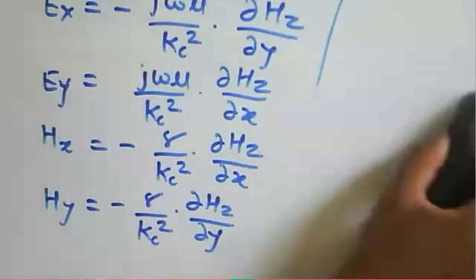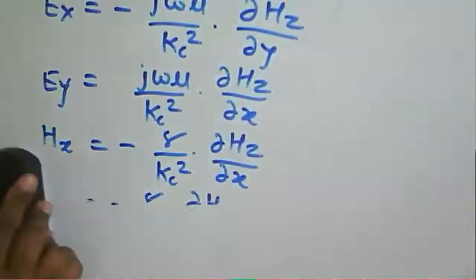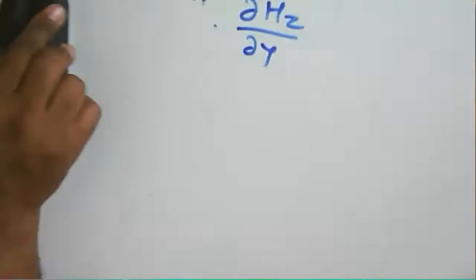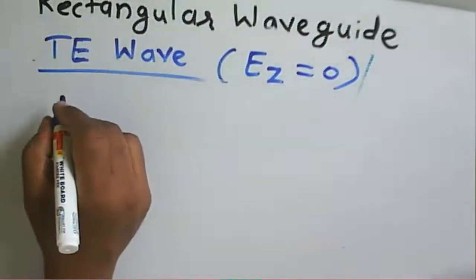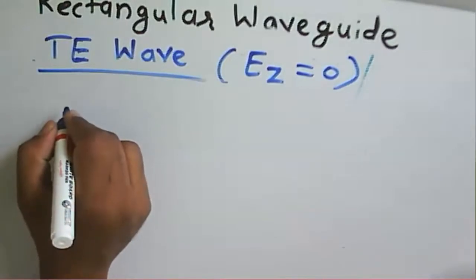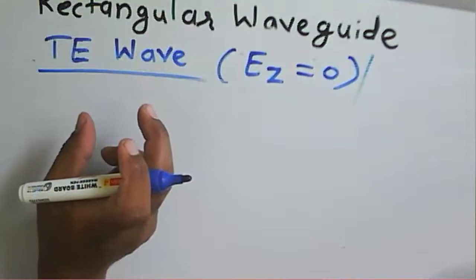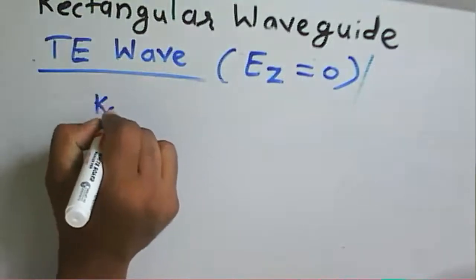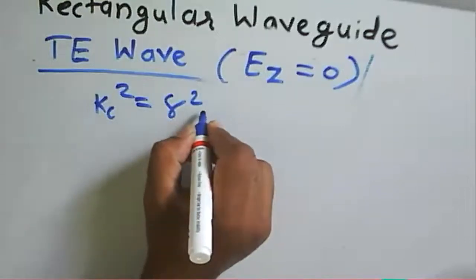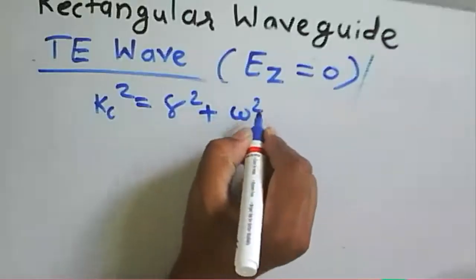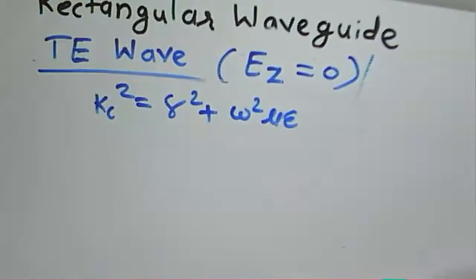Now come to the topic of TE wave mode of propagation here. Earlier we saw that kc square is equal to gamma square plus omega square mu epsilon.